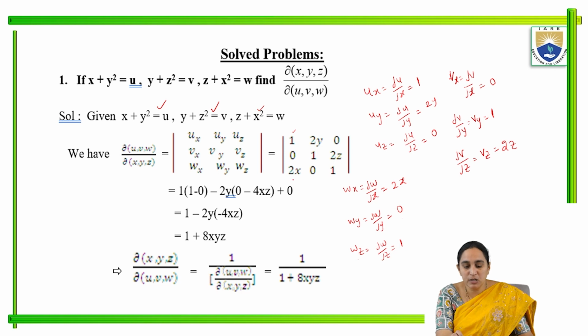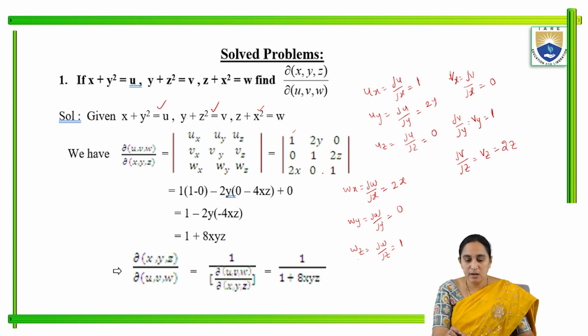Now write it in the formula. There, wx is 2x, wy is 0 and wz is 1. After substituting all those values in the formula, it will be the same as the 3 by 3 matrix. Then for that, find the determinant of the 3 by 3.